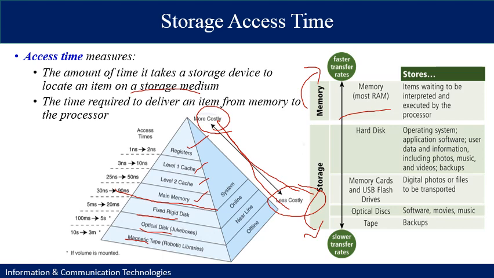On the other hand, if you move toward the storage devices, we have a common device called the hard disk, which contains operating systems, application software, user data, and information including your personal data such as photos, music, videos, and backups. You can have other kinds of storage, such as memory cards or USB flash drives.